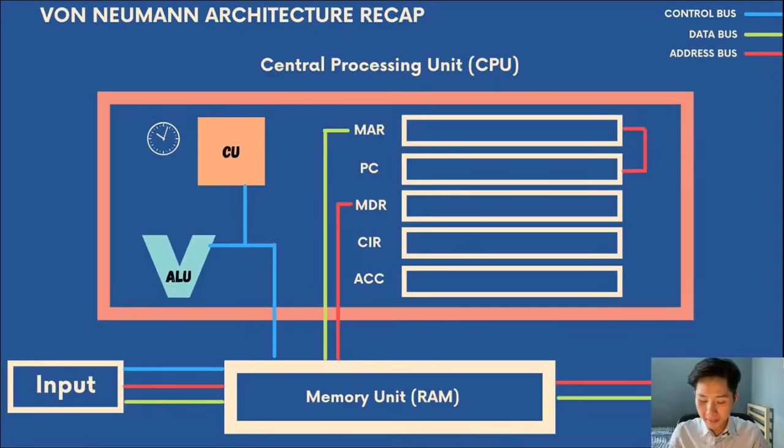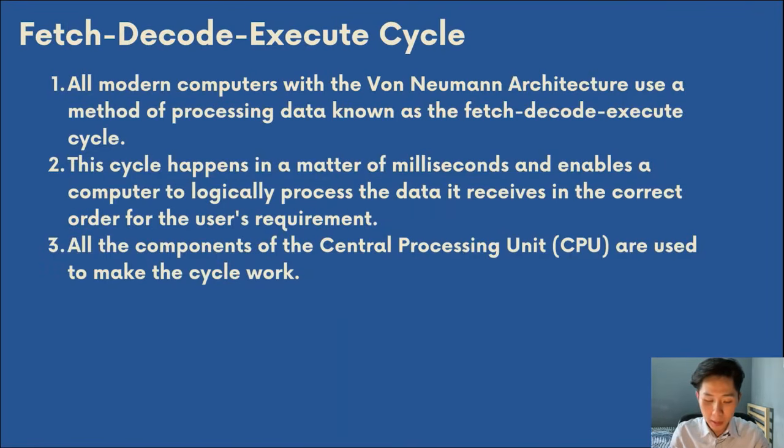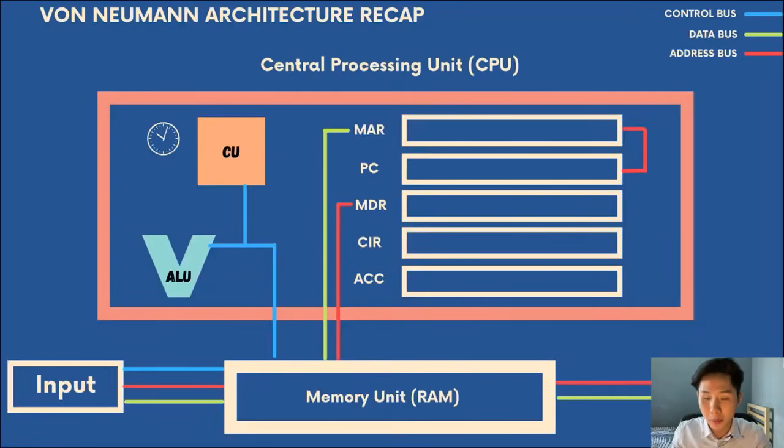In the last video, we learned about all the components of a CPU and how all the elements of a von-Neumann architecture work together. So in this video, we are going to go into the Fetch-Decode-Execute cycle, which is a method of processing data that the von-Neumann architecture uses. This cycle usually happens very quickly, in a matter of milliseconds, which means that there can be billions of cycles happening in just 1 second. And all the components inside the CPU are involved in this operation.